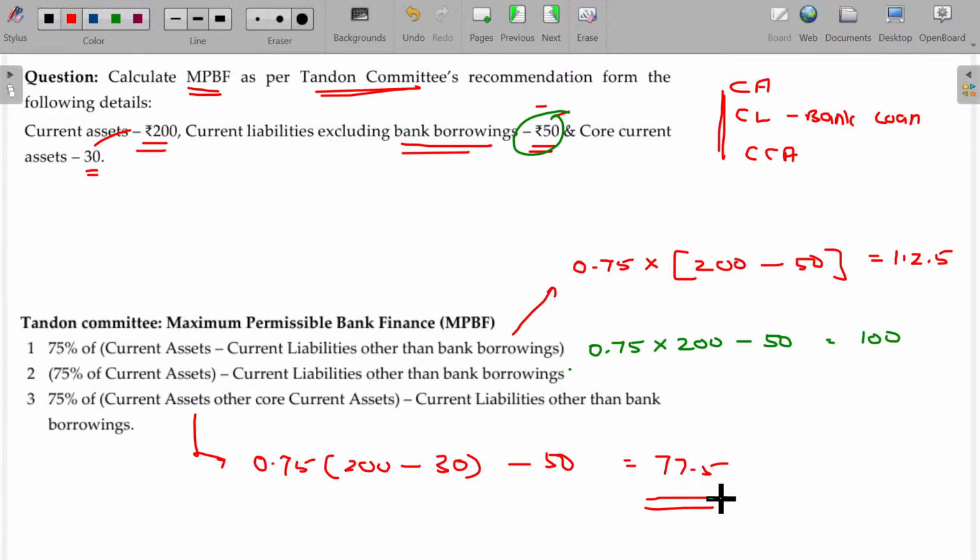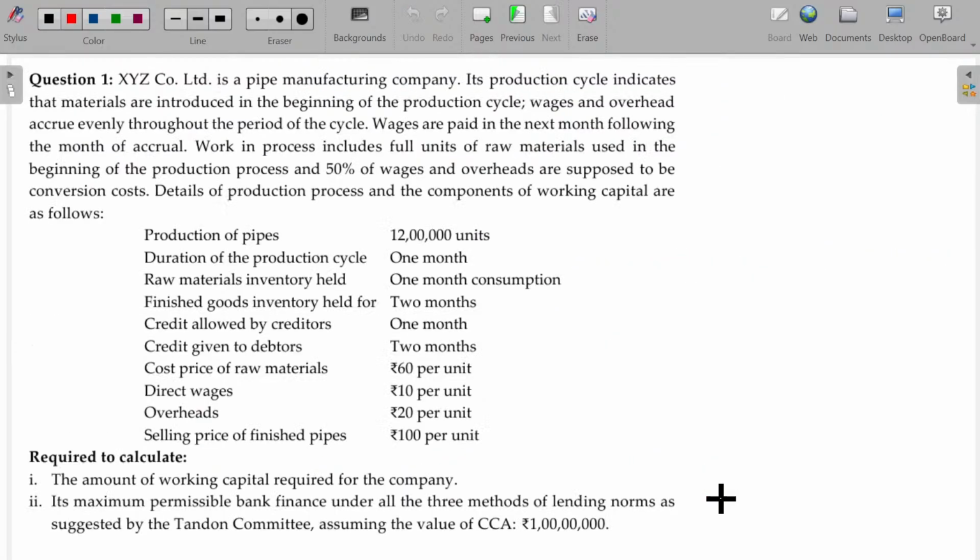Next, a comprehensive illustration. Here I am going to calculate the working capital requirement first and then calculate the MPBF, maximum permissible bank finance, both put together as a single illustration. XYZ Company Limited is a pipe manufacturing company. Its production cycle indicates that materials are introduced in the beginning of the production cycle. Wages and overheads accrue evenly throughout the period of the cycle.